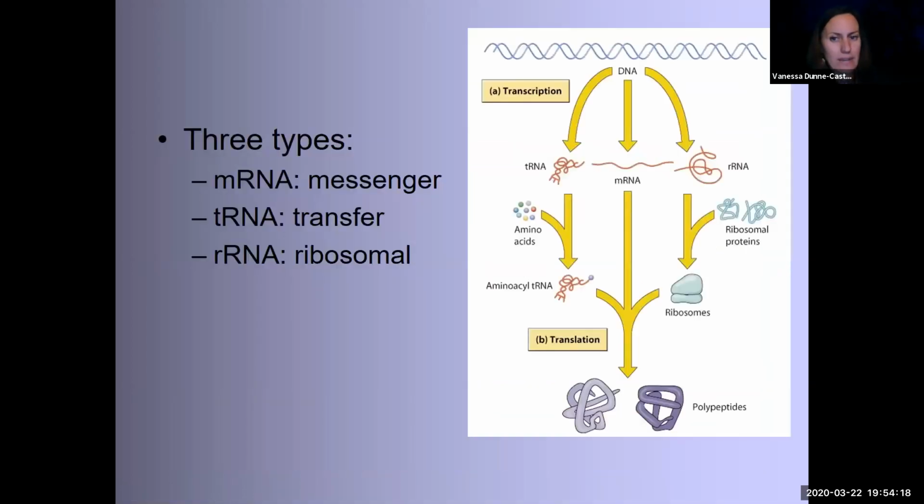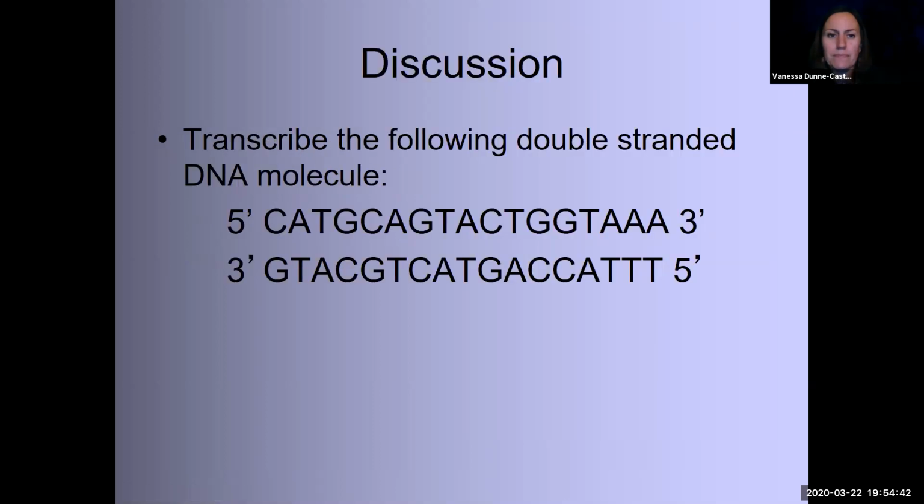Again, there are three different types of RNA that are generated from this transcriptional event. These are messenger RNA, ribosomal RNA that will actually bind with ribosomal proteins to form the ribosome itself, and these transfer RNA molecules that bind with amino acids to form something called aminoacyl transfer RNAs that come into the ribosomal complex in this next part of translation.